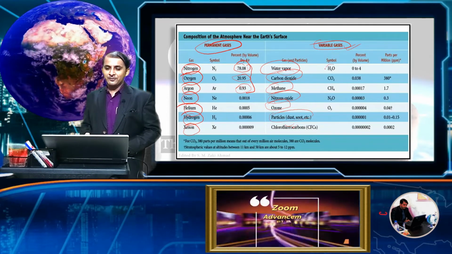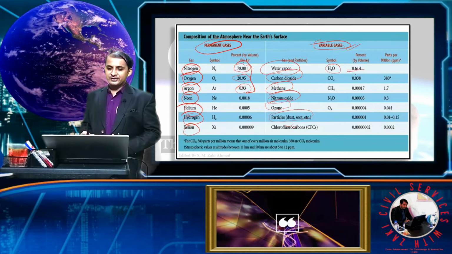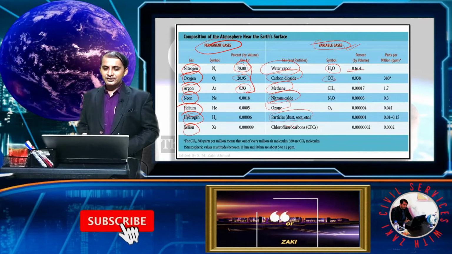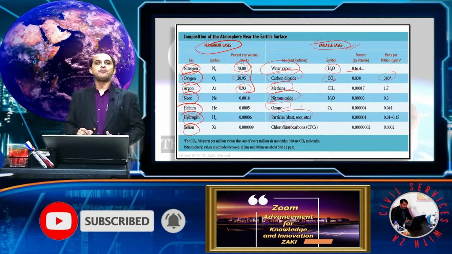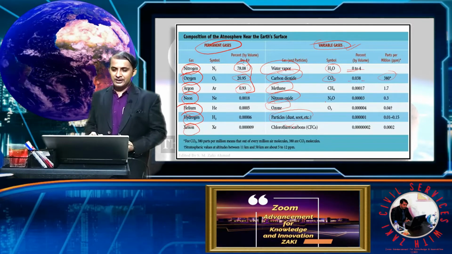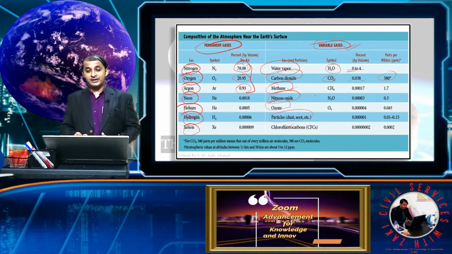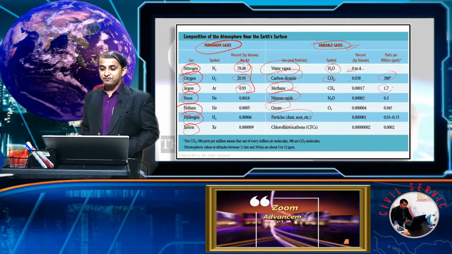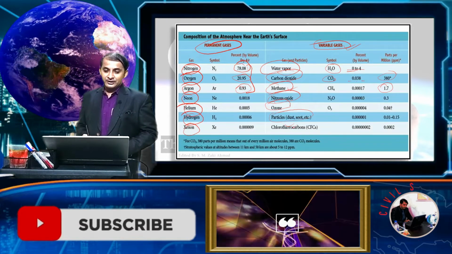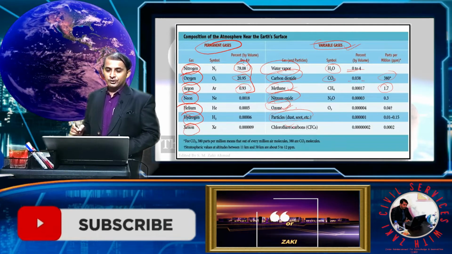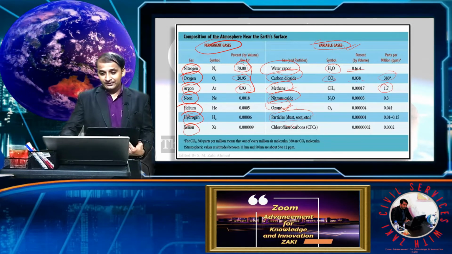One is water vapor, the most abundant, at about 0 to 4%. Carbon dioxide is 0.038%, or 380 ppm, parts per million. Another is methane, also a very significant gas, at 1.7 ppm. And another very significant one is ozone.